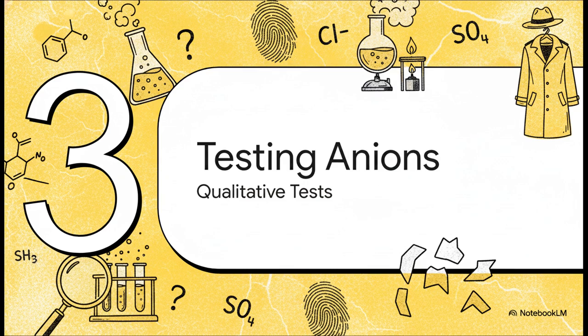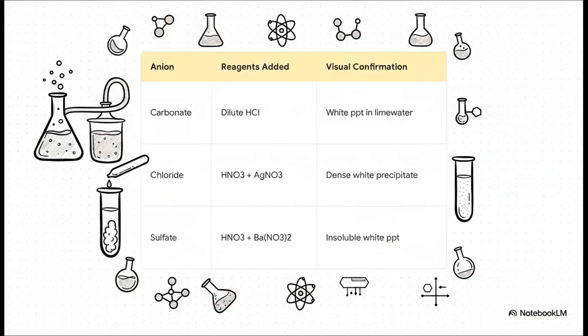All right, Section 3, Testing anions. We've cooked up our salts, so now let's step into the interrogation room and run some qualitative tests to identify these chemical suspects. This table right here is your ultimate cheat sheet for identifying anions, the negatively charged ions. Look at how incredibly specific these tests are.